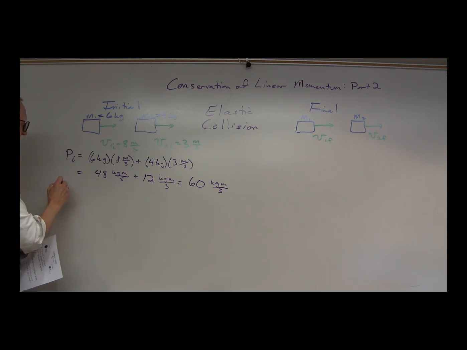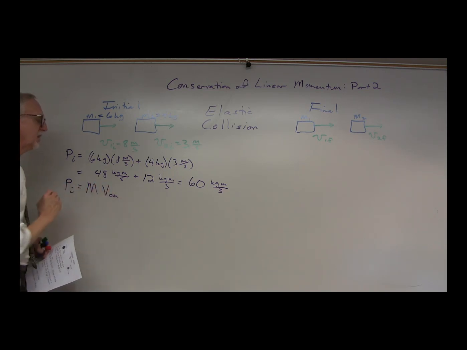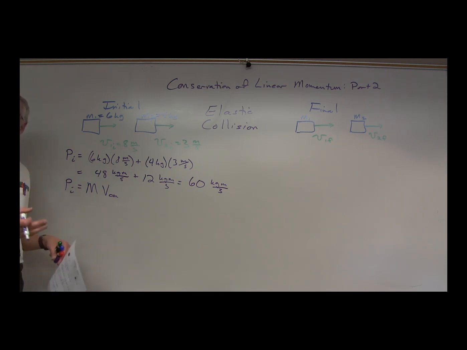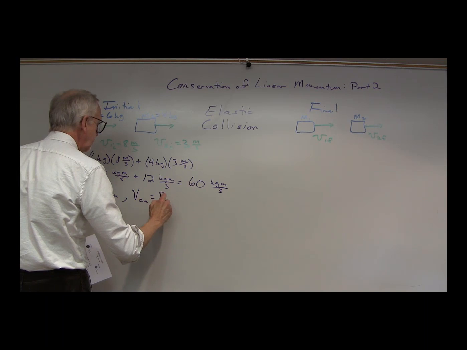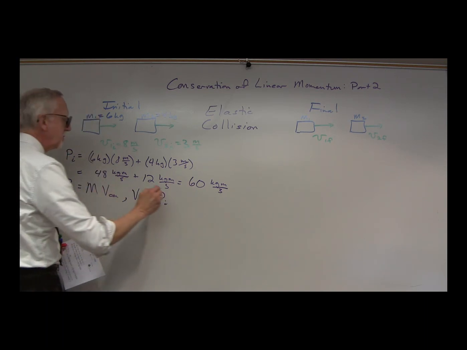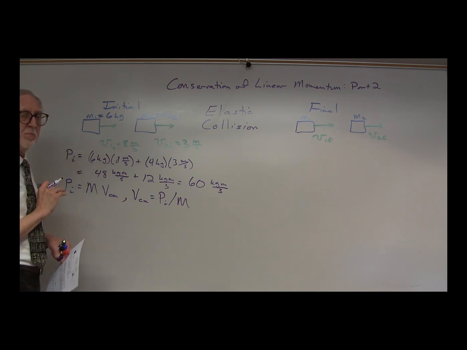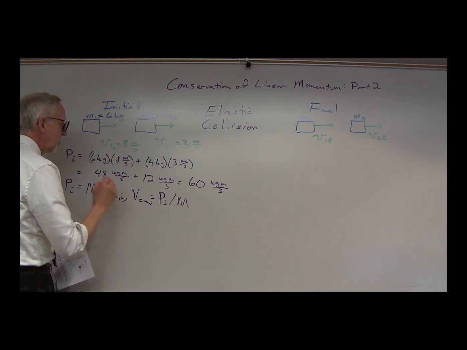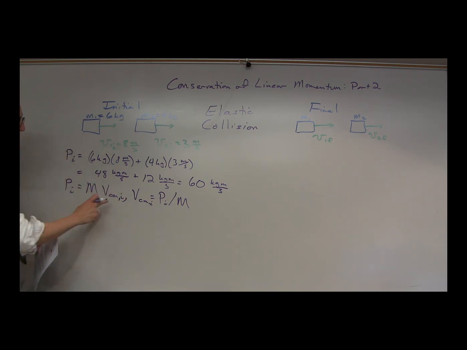Let's keep in mind that the total initial momentum is also equal to the total mass times the velocity of the center of mass. So we can use this to determine what the velocity of the center of mass is. In other words, the velocity of the center of mass will be the total initial momentum divided by the total mass. Let's just for the moment say that this is the initial velocity for the center of mass, okay? I'll say why, we're just going to say it for the moment anyways.